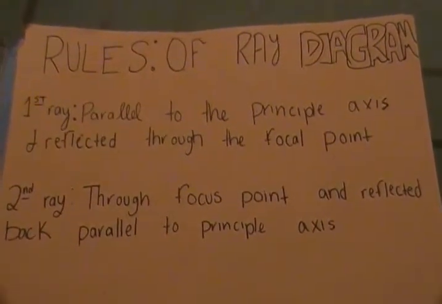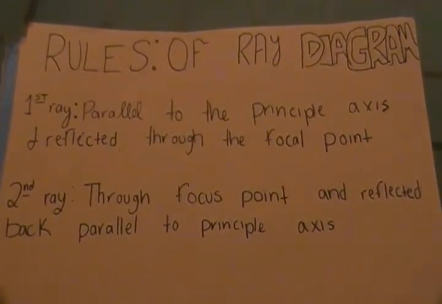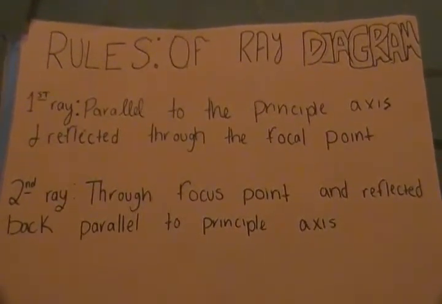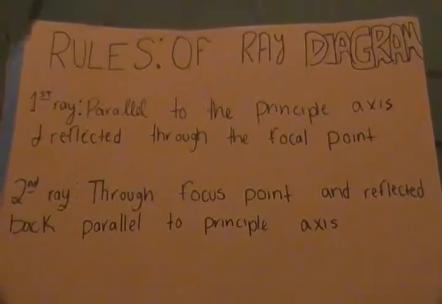These are the rules of a ray diagram. First, you have to go parallel to the principal axis and reflect through the focal point. Second, you go through the focal point and then reflect back towards the principal axis.